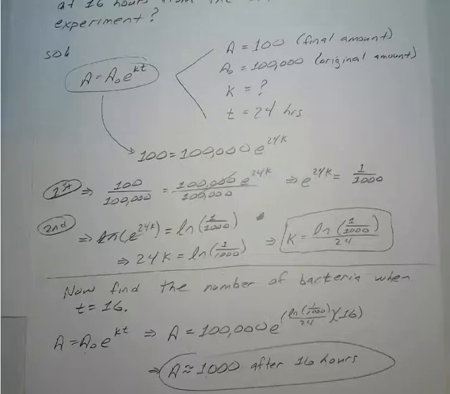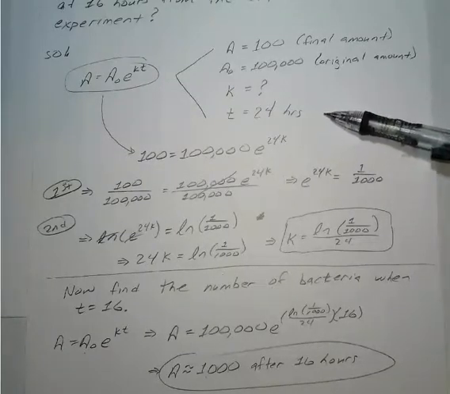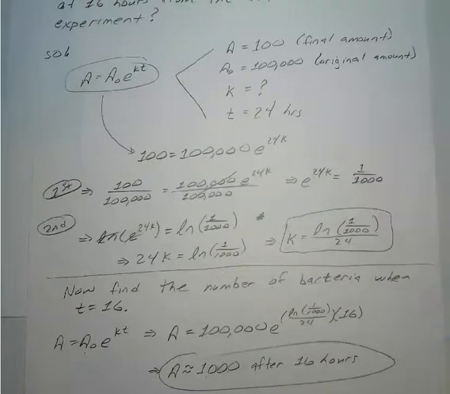Alright, so again, it can get a little bit tricky, but the first thing you want to do with a problem like this is find your rate with the time that they gave you. And then you want to find your new amount, given your new time, or the time that you want to find it at.